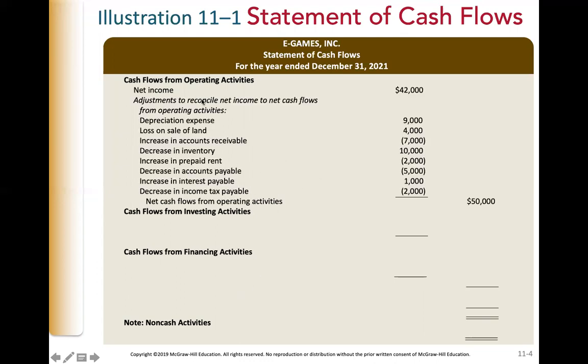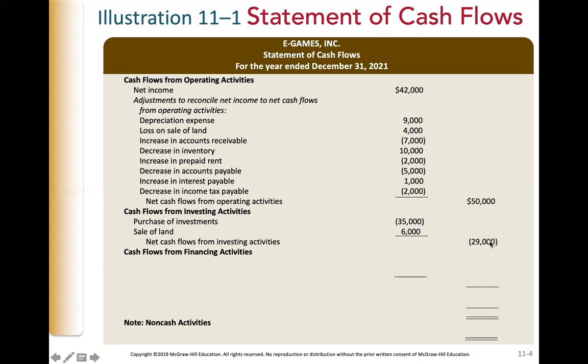Don't get caught up in the details. We're going to go over these one by one. But you see, we start out with net income under the operating activities section. We make adjustments, and we arrive at cash flows from operating activities in this right column. Then we have cash flows from investing activities. Don't get caught up in these details. We'll look at those in another video.